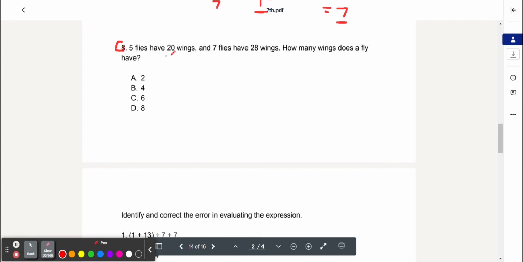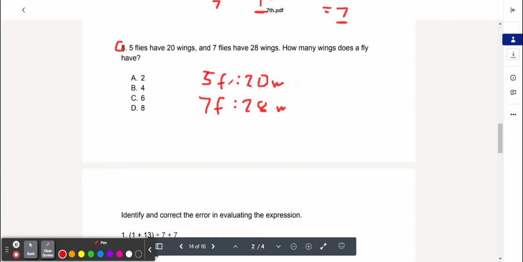For A, 5 flies have 20 wings, and 7 flies have 28 wings. How many wings does a fly have? So we can just make these as a ratio. So 5 flies has 20 wings. And using just this one, we can solve it, but they're kind enough to give us a second example. 7 flies have 28 wings. Now we can just divide to find our answer.